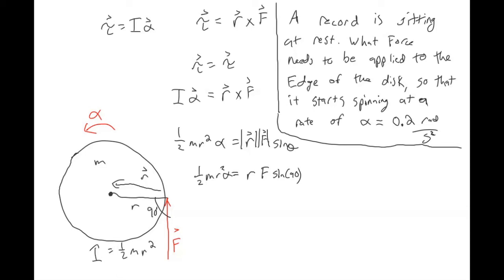And then solving for force, you see there's an R on the right side and there's an r squared on the left, so we can cancel like that. Then this sine of 90 term is just 1, and multiplying by 1 doesn't change the value. So now we have F by itself, and F equals 1/2 m r alpha.